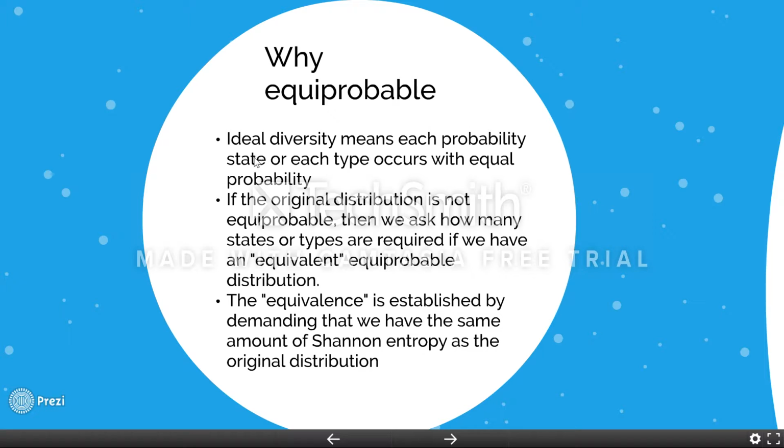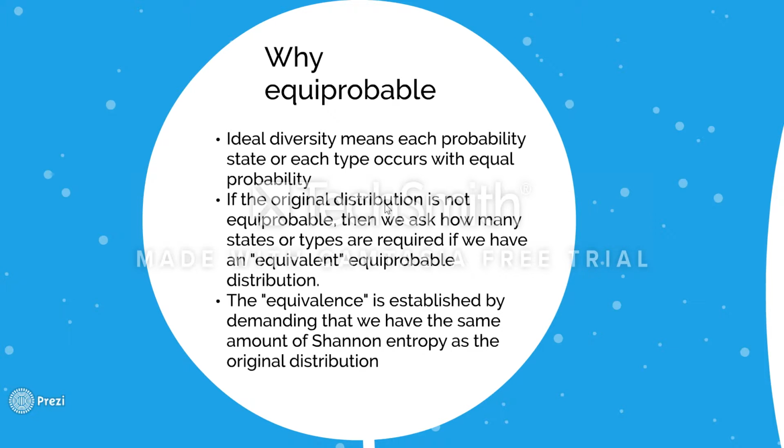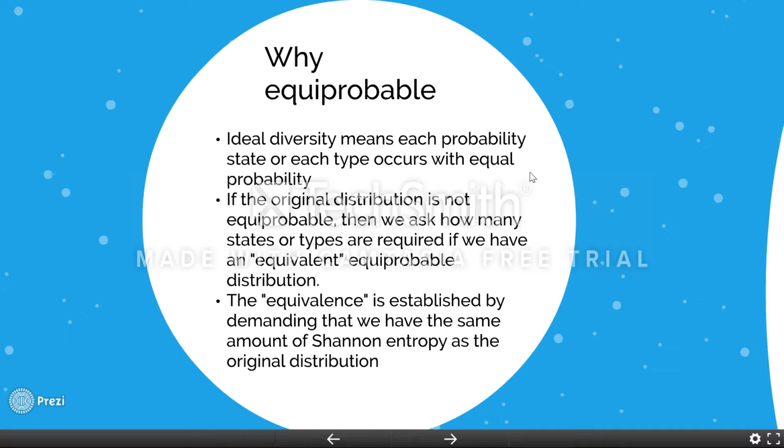Why are we interested in equiprobable? Well, I already mentioned the first reason. It's because we are interested in richness, the number of types or number of values that the discrete random variable takes, as well as evenness, which is related to the probability of occurrence. So ideally, perfect diversity means every type occurs with the same equal probability of occurrence. That's one of the reasons why we use equiprobable.